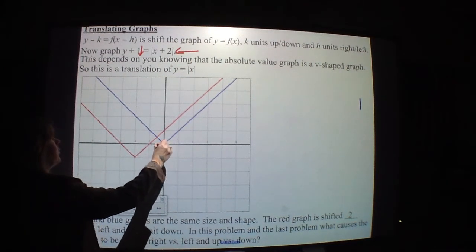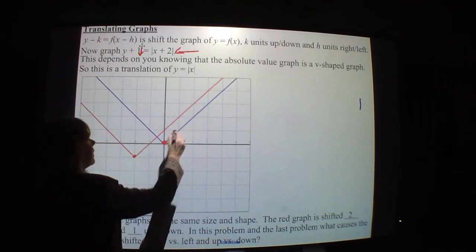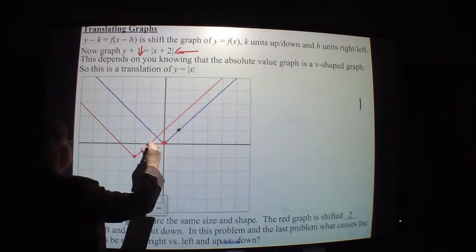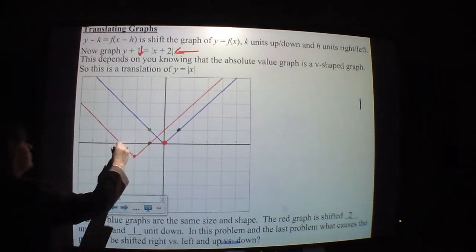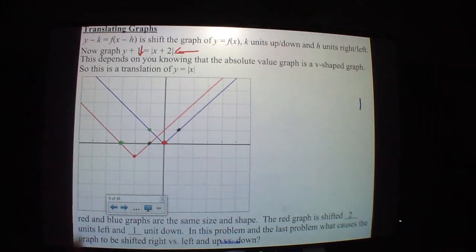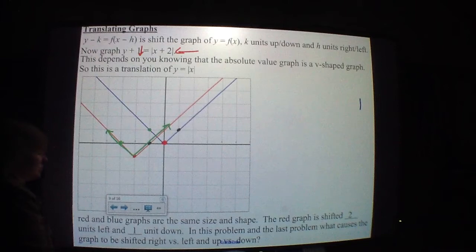So now take every point. So here's 0, 0. Go left 2, down 1. That point here, left 2, down 1. This point here, left 2, down 1. And then here's my new graph. Same shape, same size. The red graph is just 2 units to the left, 1 unit down.